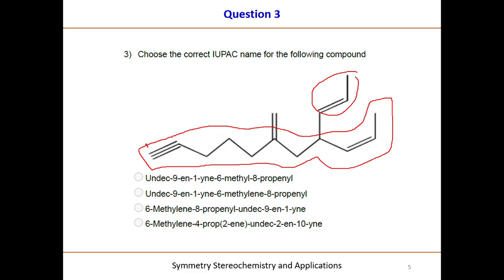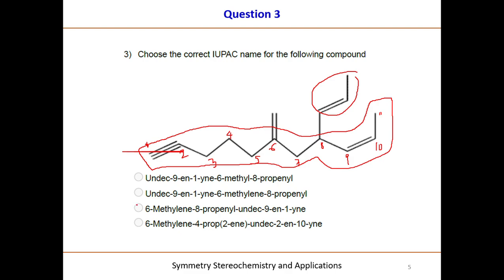Now you have to start giving numbering. This is 1, this is 2, 3, 4, 5, 6, 7, 8, 9, 10, 11. Okay, that means it's undec. This parent chain belongs to the undec family.